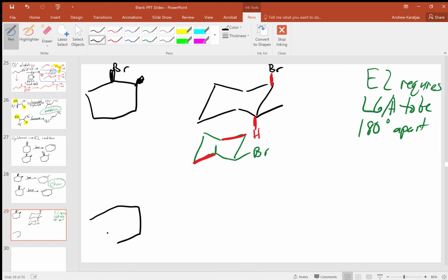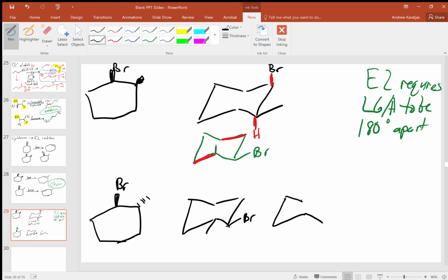But what happens when we made these two groups trans to each other? Well, the most stable chair conformation is going to look like this with both of them equatorial. Now that's not a problem. With these groups being small, they can adopt the other conformation. It's significantly less likely, but it does happen. And then when it adopts this conformation, it can eliminate, and then the equilibrium can push the reaction forward.